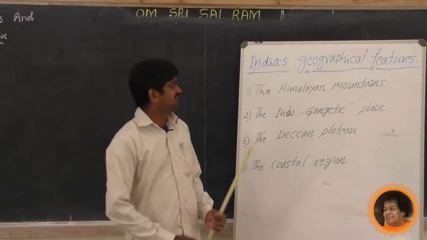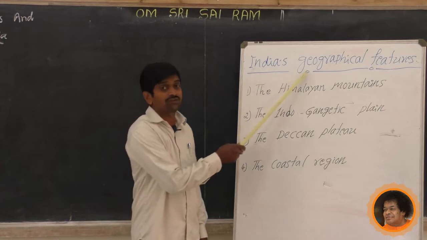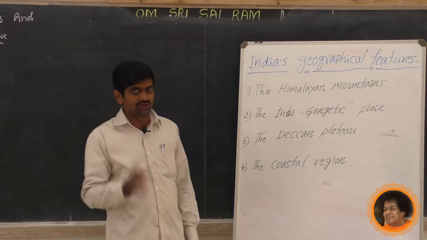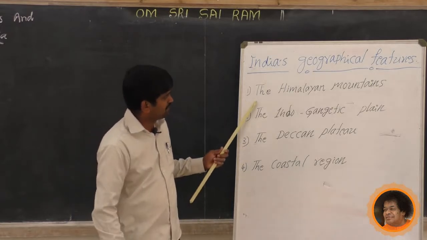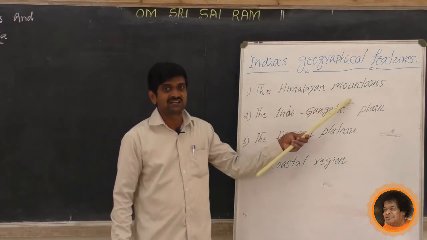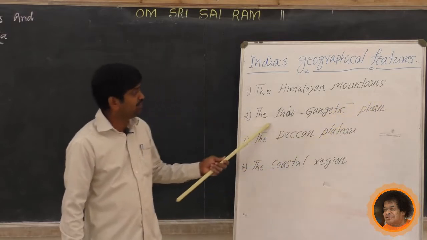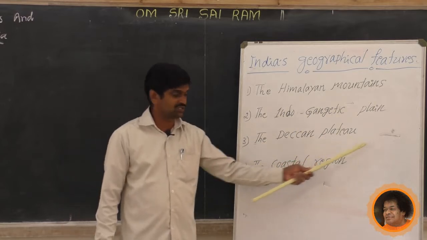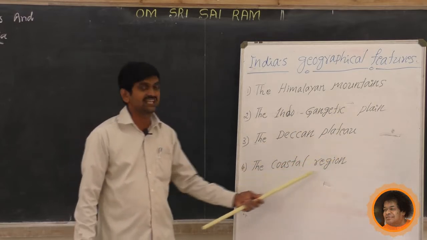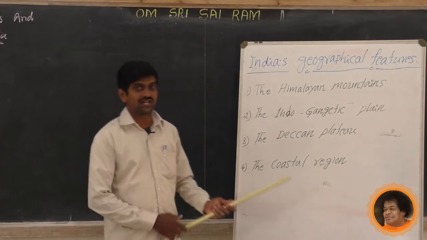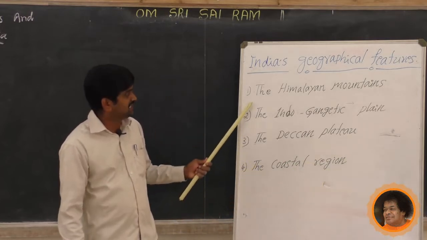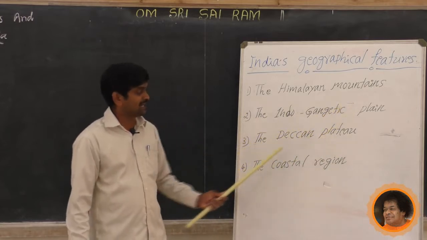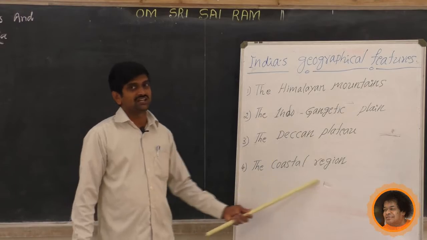Let us see India's geographical features. India's geography is divided into 4: the Himalayan Mountains in the north, the Indo-Gangetic Plains in the north, the Deccan Plateau in the south, and the coastal region in the south. So there are 4 divisions.